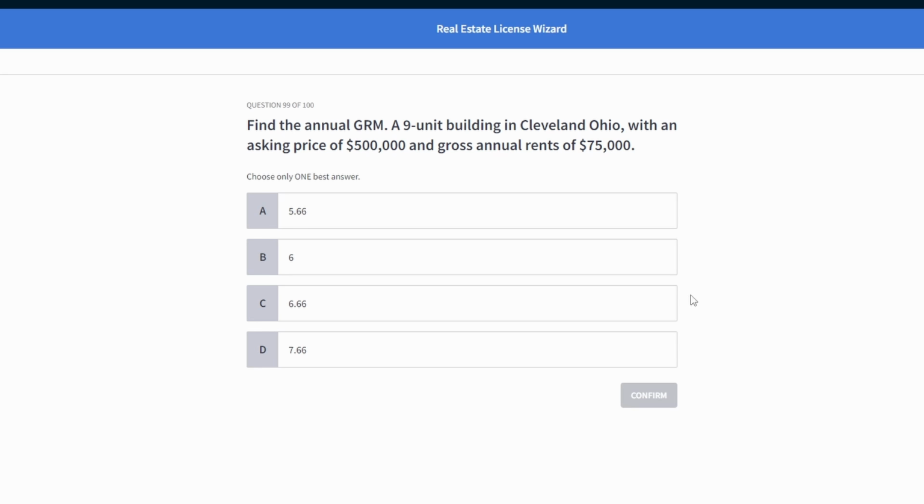Alrighty, next one, 99. Find the annual GRM. A 9-unit building in Cleveland, Ohio, with an asking price of $500,000 and gross annual rents of $75,000. A, 5.66, B, 6, C, 6.66, D, 7.66. So again, 4 numbers there. Quick little math problem to end this for you guys when we do these last 2 questions. So think that one over and come up with the answer.